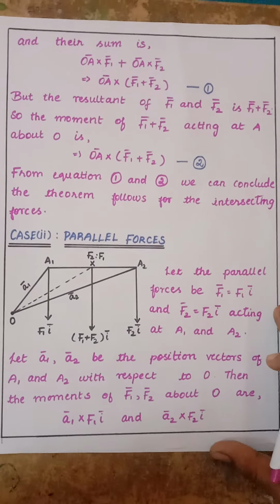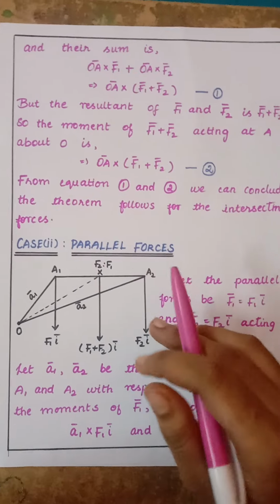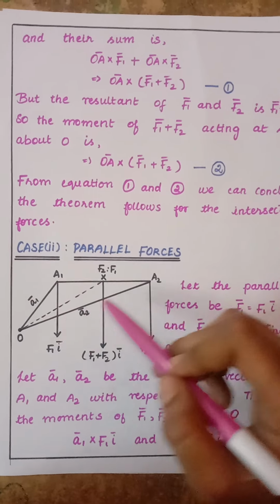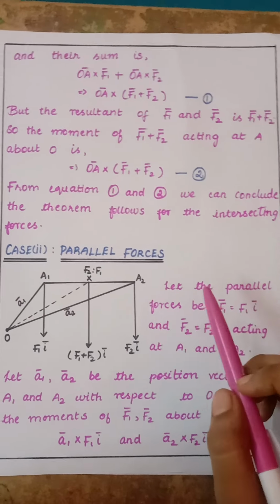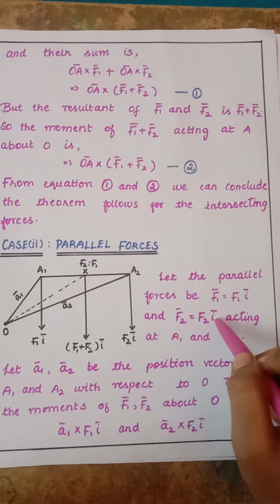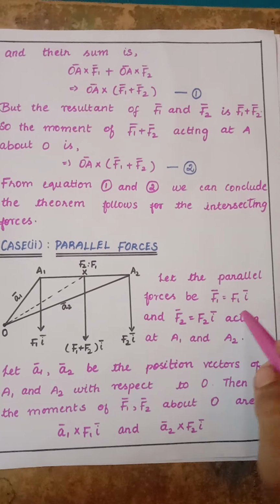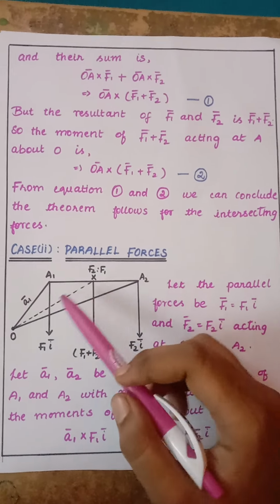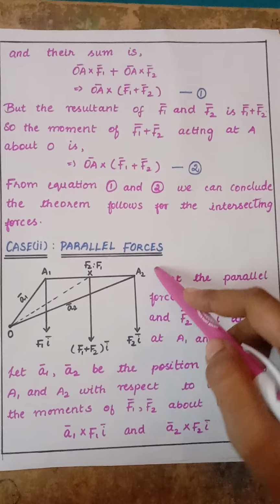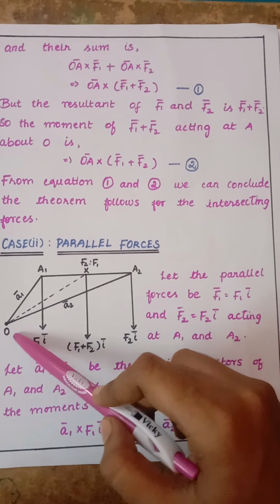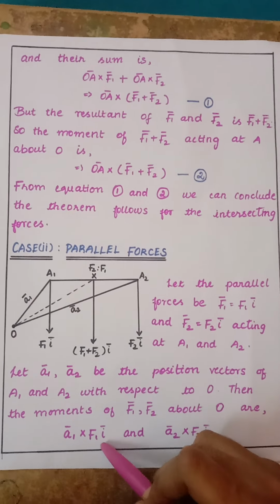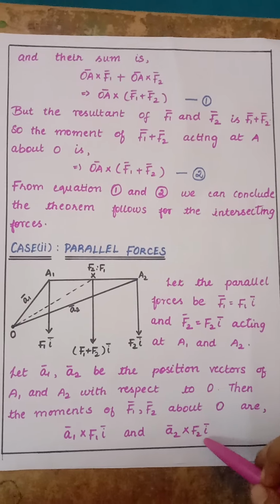Let us look at case 2, for parallel forces. Consider this diagram. F1 vector and F2 vector are the parallel forces, and F1 vector is equal to F1 i vector and F2 vector is equal to F2 i vector. The i vector is nothing but the direction, acting at A1 and A2. Let small a1 vector and small a2 vector be the position vectors of A1 and A2 with respect to the point O. Then their moments are small a1 vector cross F1 i vector and small a2 vector cross F2 i vector.